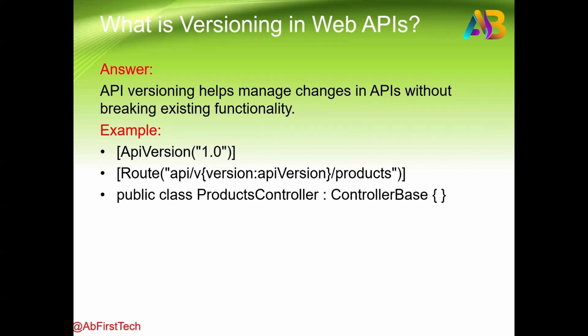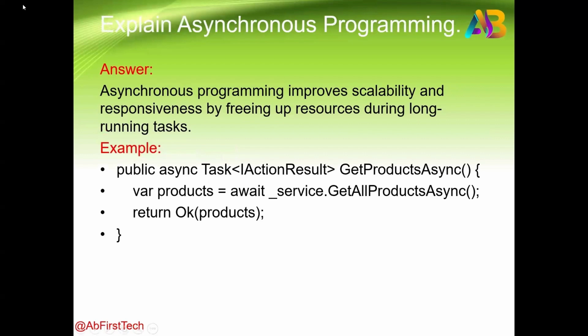So this is how API versioning is important. What is asynchronous programming? Asynchronous programming improves scalability and responsiveness by freeing up resources during long running tasks. For example, in synchronous programming, say method 1, method 2, method 3, method 4 are there. Method 1 has to be completed, then it will go to method 2. Method 2 has to be completed, then it will move to method 3. Method 3 has to be completed, then it moves to method 4.